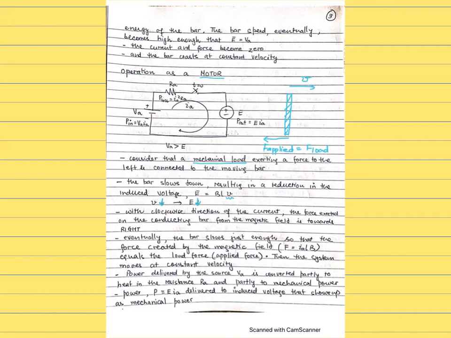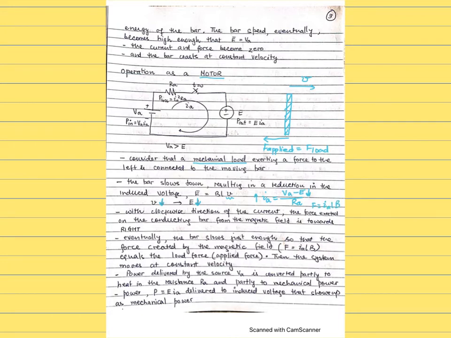Now, what happens with that? You also know IA equals VA minus E over RA. VA is constant, RA is constant, so as E goes low, this IA will go up. As this IA goes up, your force, which is directly proportional to IA, goes up.